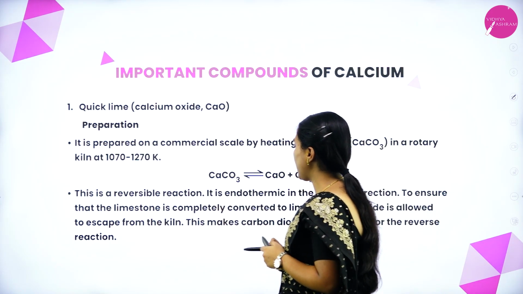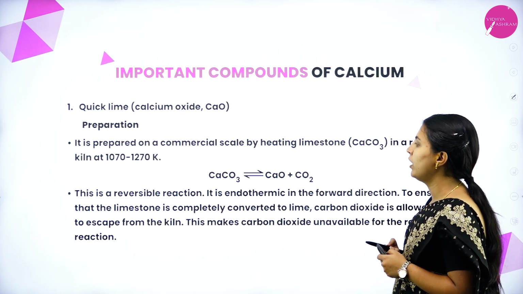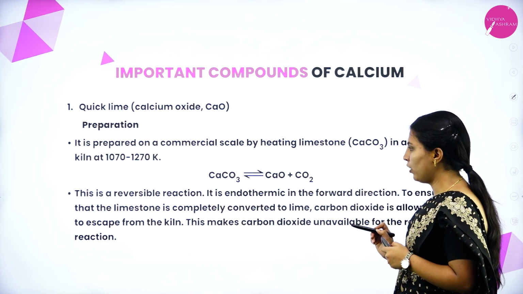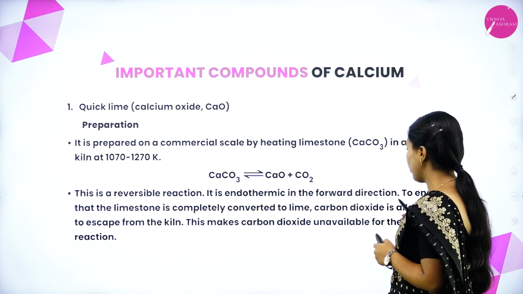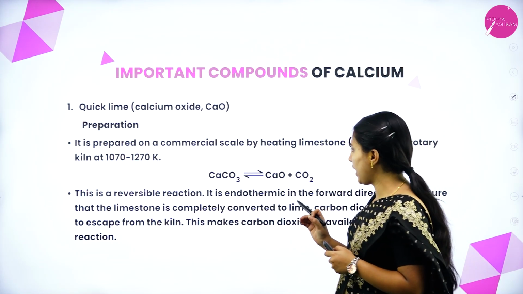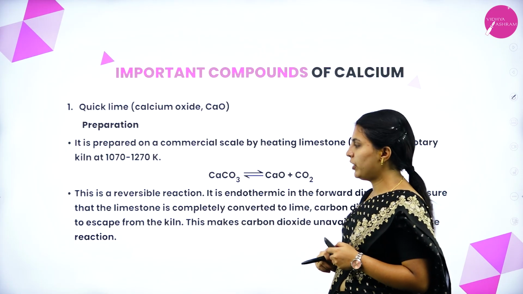It is a reversible reaction, endothermic in the forward direction. To ensure that the limestone is completely converted to lime, carbon dioxide is allowed to escape from the kiln. This makes carbon dioxide unavailable for the reverse reaction. It is a reversible reaction and it can be converted to calcium carbonate also.